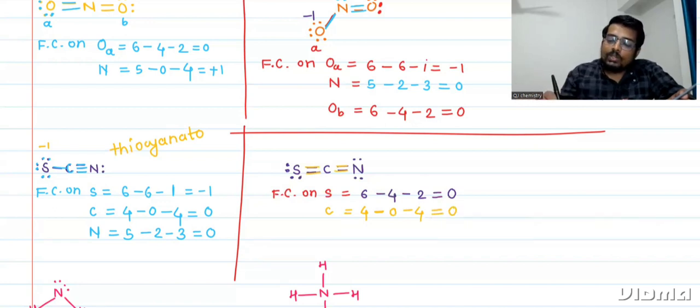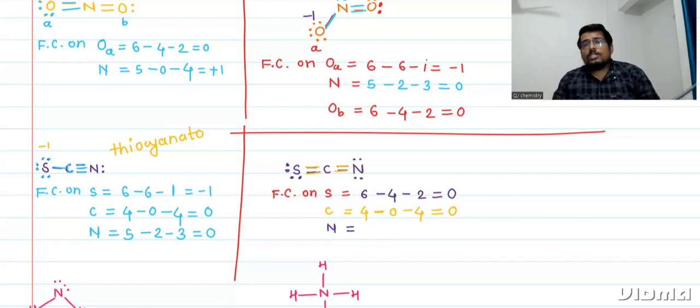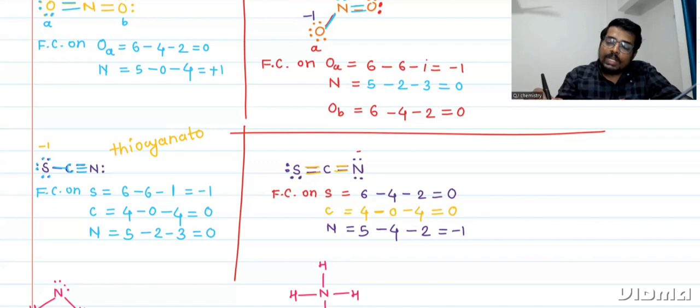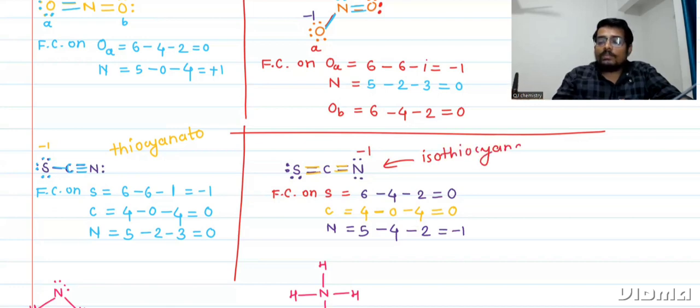Then the formal charge on nitrogen is equal to the valence shell electrons in nitrogen, which is 5. Five valence shell electrons are there, right? Minus how many dots are there? Total 4 dots, minus total bonds associated with nitrogen, which is 2, equals minus 1. So the formal charge on nitrogen is minus 1. This ion is known as the isothiocyanato ion.